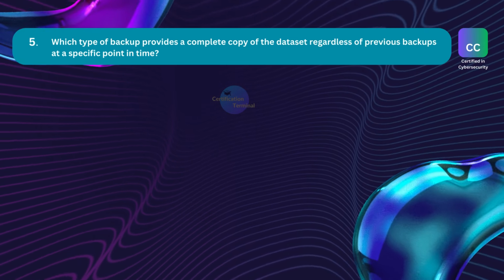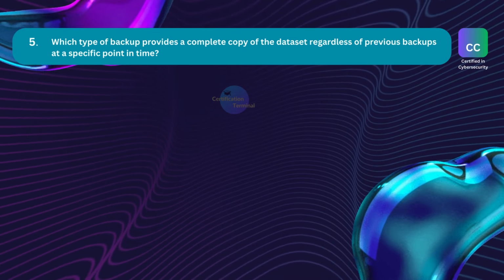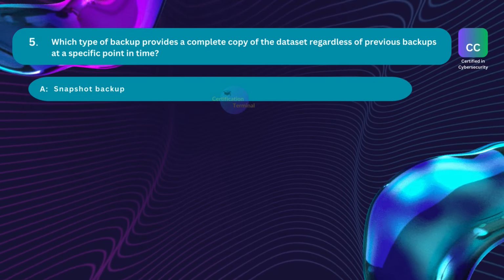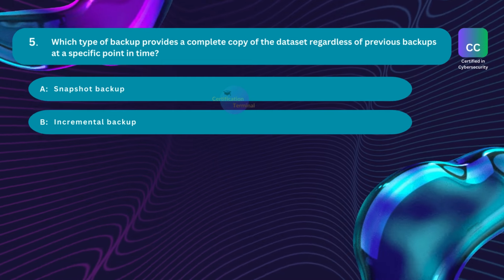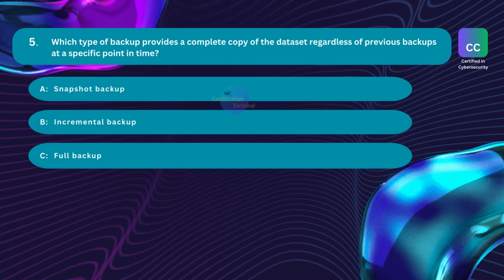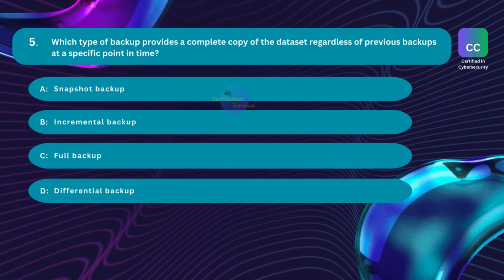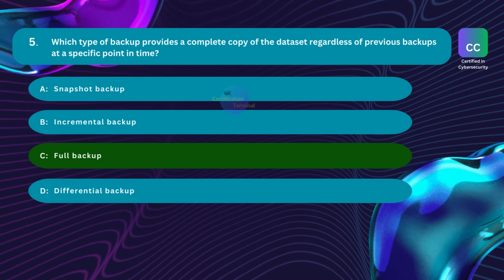Question number 5. Which type of backup provides a complete copy of the dataset regardless of previous backups at a specific point in time? Option A, snapshot backup. Option B, incremental backup. Option C, full backup. Option D, differential backup. The correct answer is Option C, full backup.